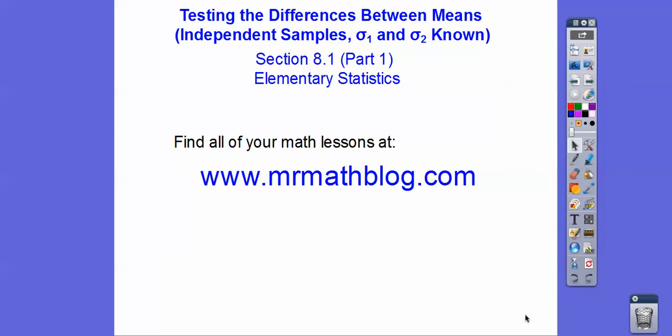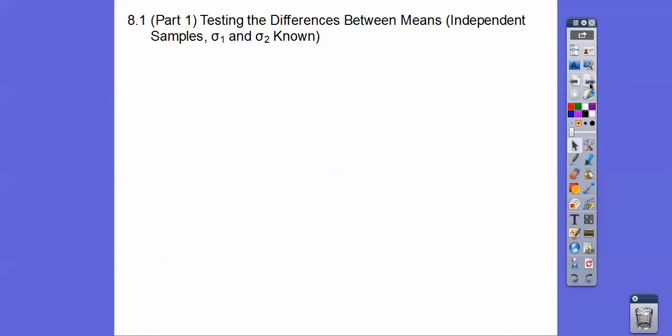Hey folks, this lesson is testing differences between the means, independent samples, where the standard deviations are known. So we're going to do a z-test on this because we know the standard deviation.